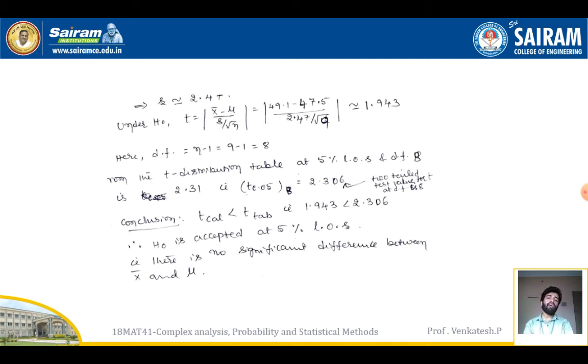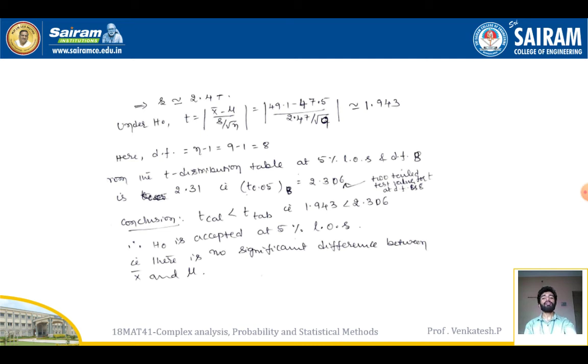Now I want to check the table value at 5% level of significance. From the t distribution table, at 5% level of significance and 8 degrees of freedom, the value of t is 2.306. If I compare this with the calculated value, the t calculated value is less than the table value, that is 1.943 is less than 2.306. So H0 is accepted here.